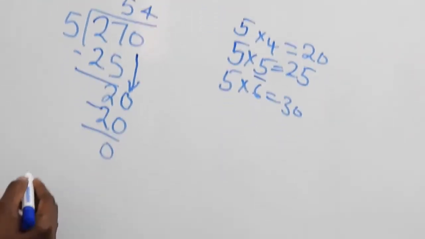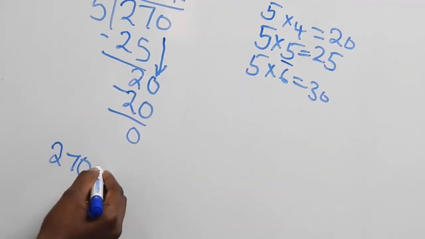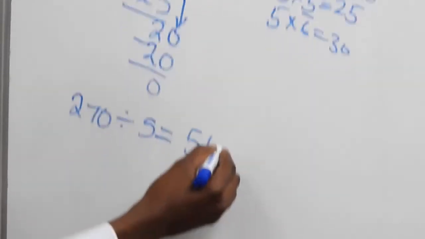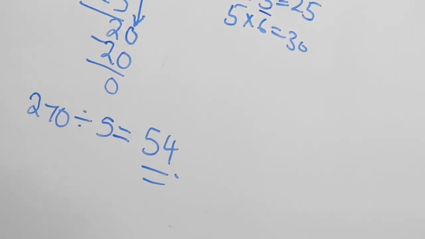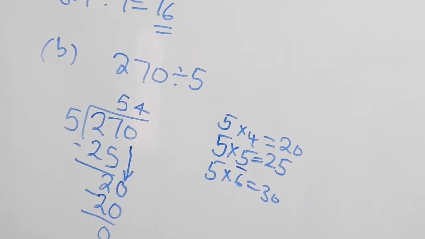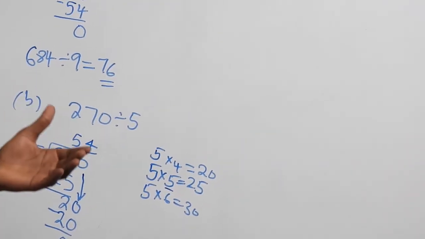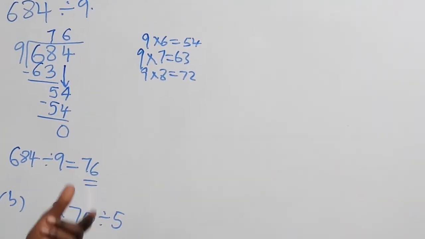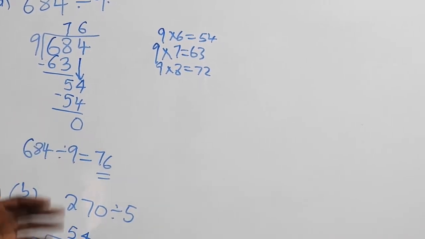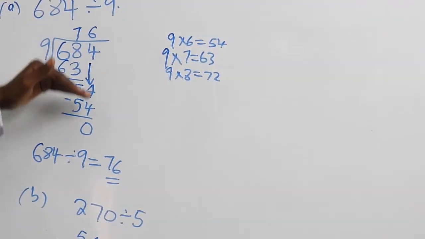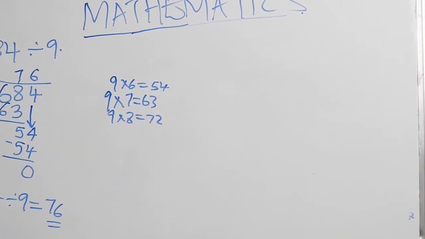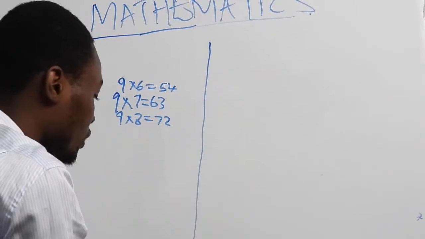Therefore, it means that 270 divided by 5 is equal to 54. And our division is complete using the long method. Now, we are going to go into the division using the short method. And we are going to see that when using the short method, the division is almost the same as the long method, only that we are going to do very little writing, but at the end do the division. So let us now learn the division using the short method.